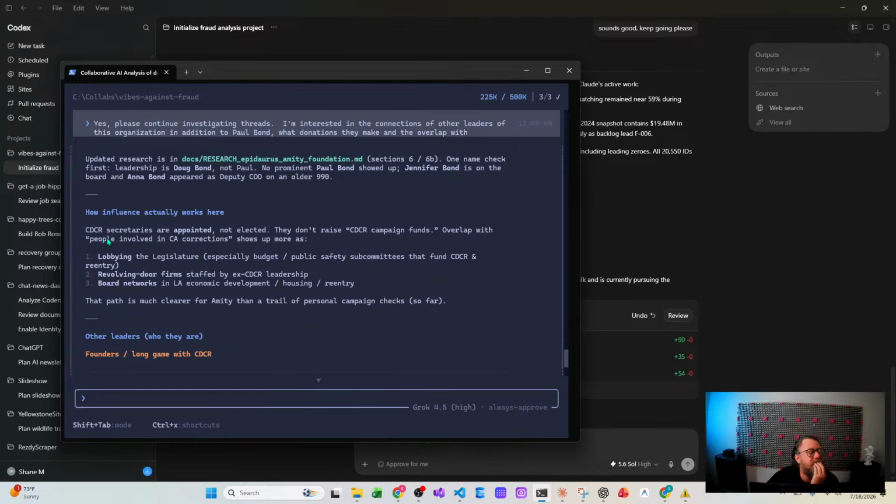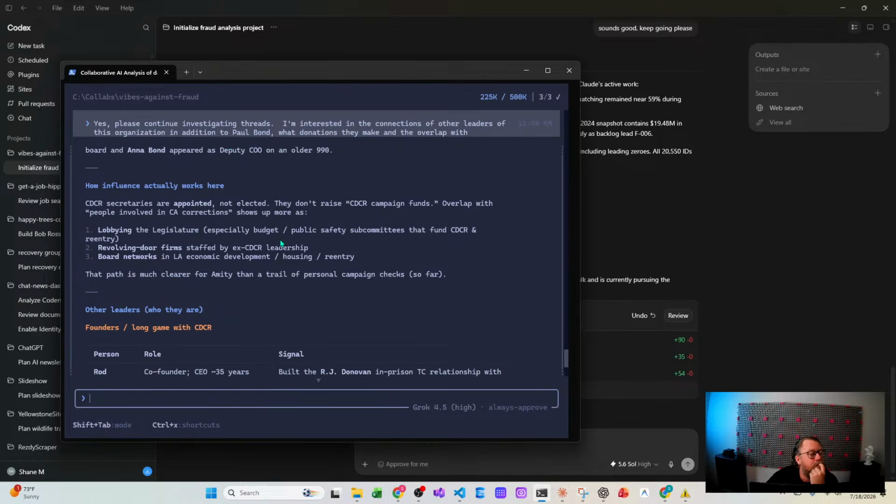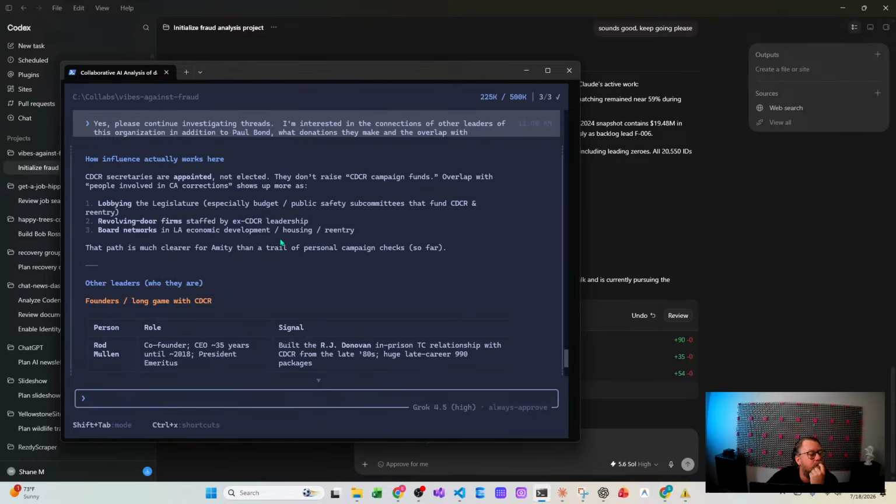So the CDCR secretaries are appointed, not elected. They don't raise campaign funds. I mean, that's one of the problems, dude. With all of these people in the most powerful positions, none of us get to choose them. Overlap with lobbying, revolving door firms, and board networks in LA, economic development, housing, and reentry.